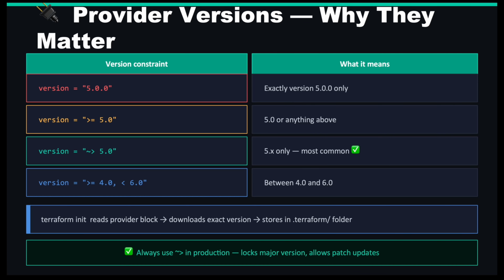When you run the terraform init command, it reads the provider block, downloads the exact version and stores the same version in the .terraform folder. Always use this version constraint, which locks the major version and allows patch updates as well.